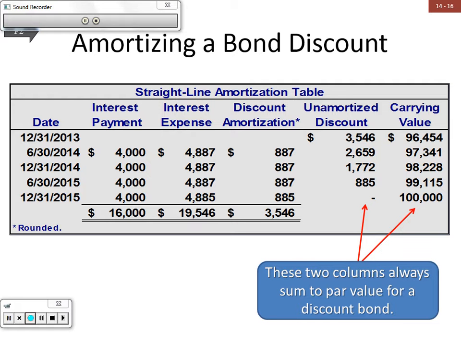Well, the question is, how did you zero out? It was only 885 amortized that last time because of what? We're at the end of what now? Oh, we're at the end of the payment period. End of the 2 years. So now we got to pay back that bond face value, right? It's only 885 left. Subtract that from 885 unamortized. Also add that same 885 to 99,115 to get to our face value. And notice it has all been rounded.